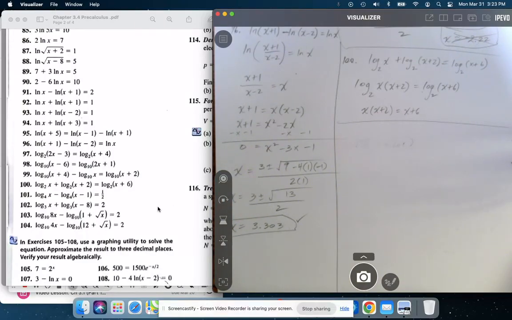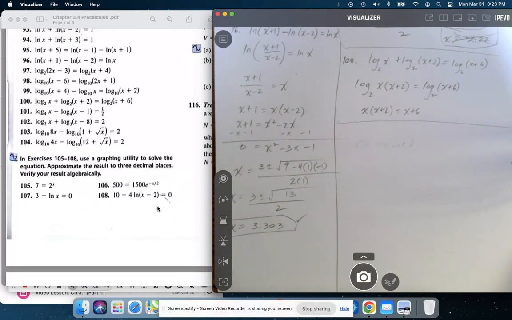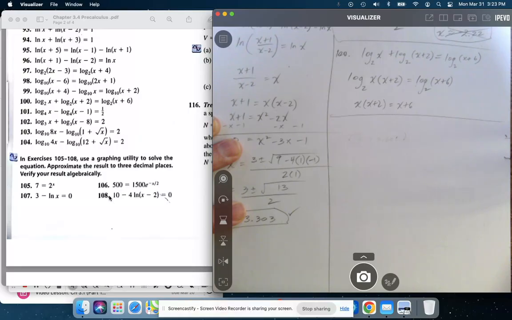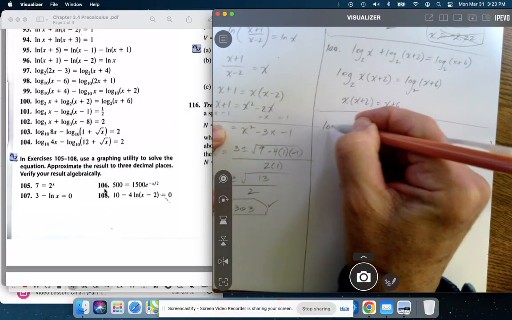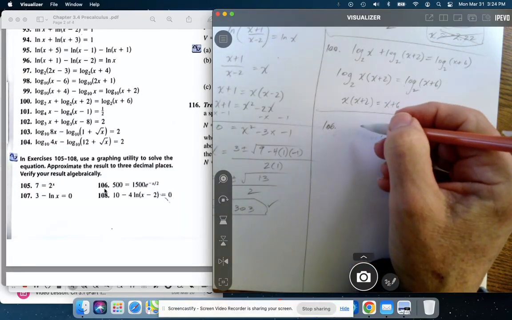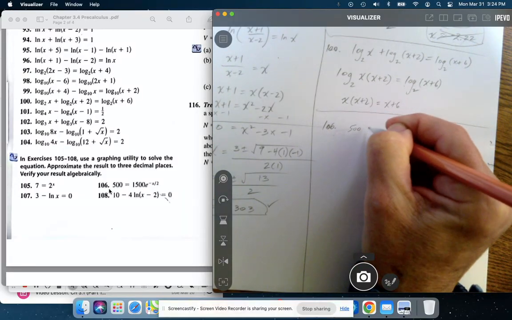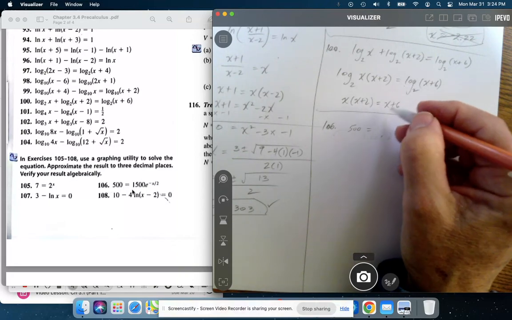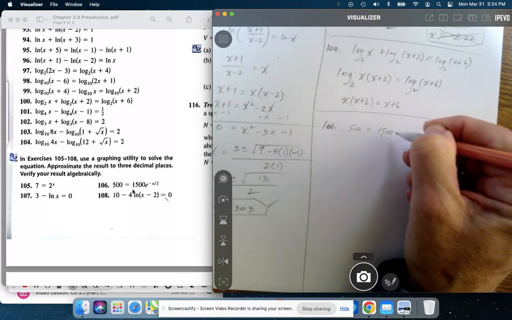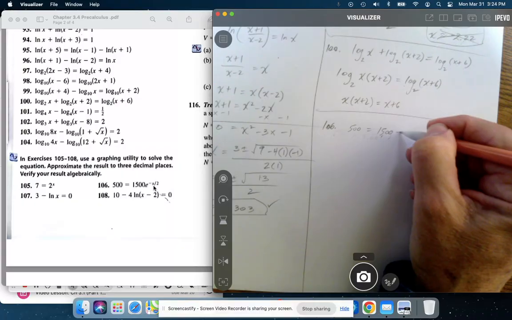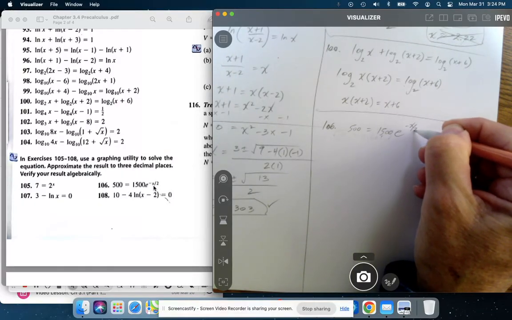Let's see. So in exercise 105 to 108, use a graphing utility to solve the equation, approximate the results to 3 decimal places, verify your results algebraically. So I think I'll just do the algebra first. Problem 106. 500 equals 1500 e to the negative x over 2.